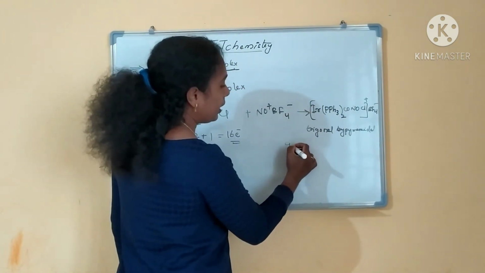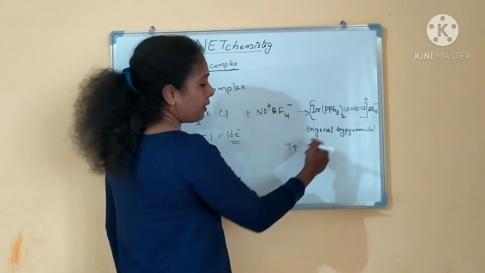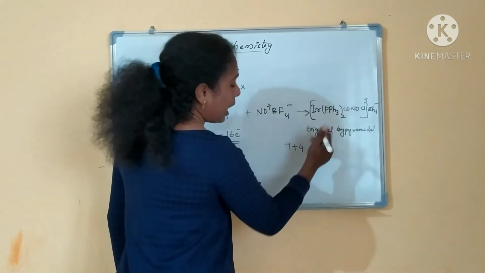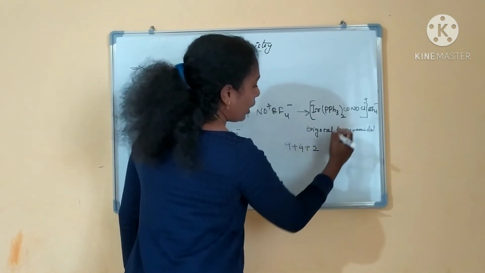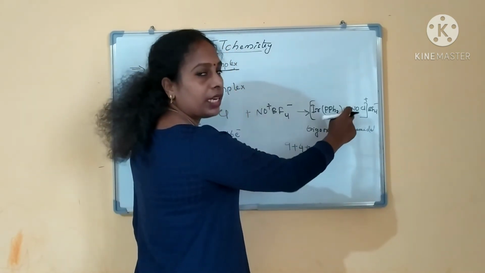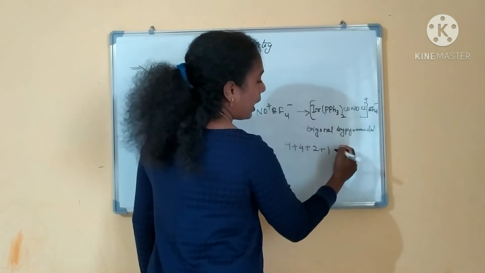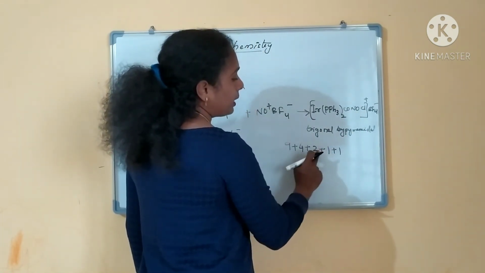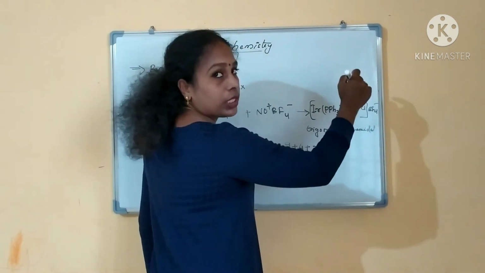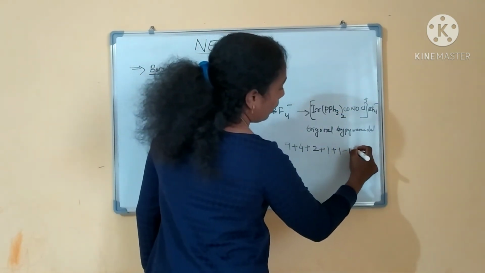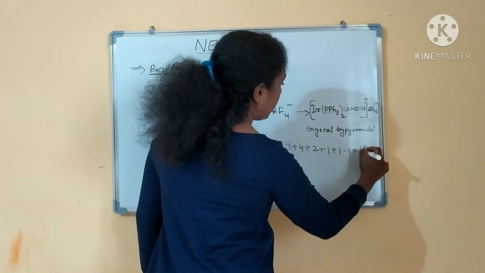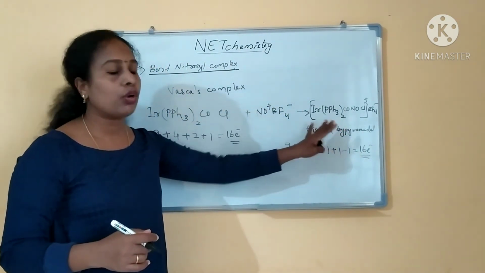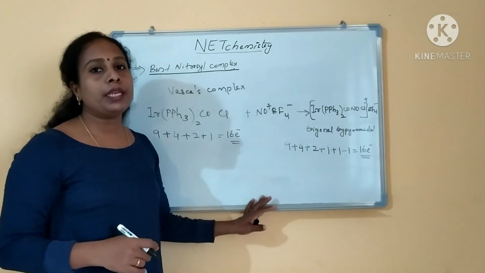Iridium has 9 electrons, right? The phosphines will donate 4 electrons, 2 into 2. Carbonyl will give 2 electrons, and nitrosyl, since it is a bent nitrosyl, will give 1 electron, and the halogen 1 electron, right? How many does it come to? Plus 1, 10, plus 7, 17 electrons. Here one positive charge is there, so subtracting it, this is a 16 electron complex. This derivative is a 16 electron complex. This is the only known bent nitrosyl complex.